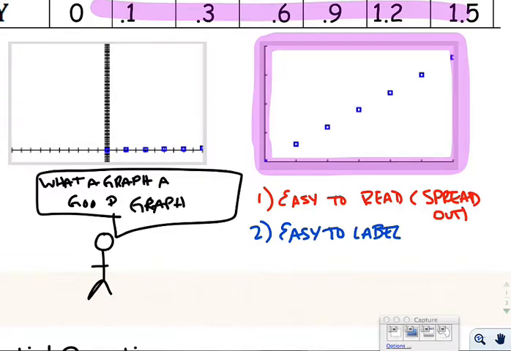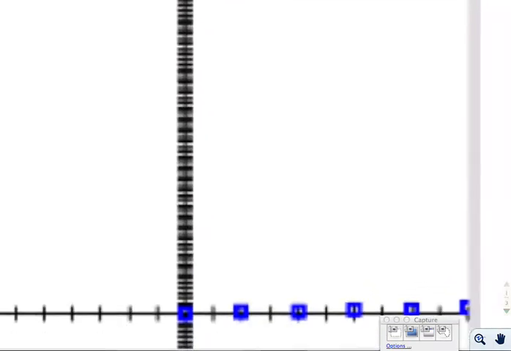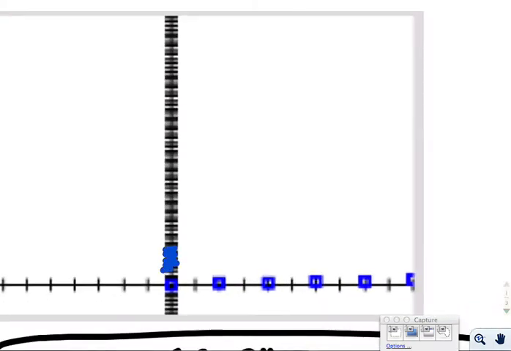or to label. If you look at this graph, look at all those individual tick marks. That's me having to label all these numbers on every single tick mark. No thank you, there's no way I'm doing that. How would you guys say it? You're doing too much. That's doing too much.